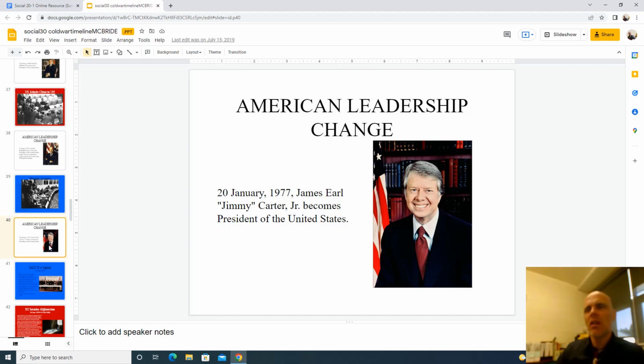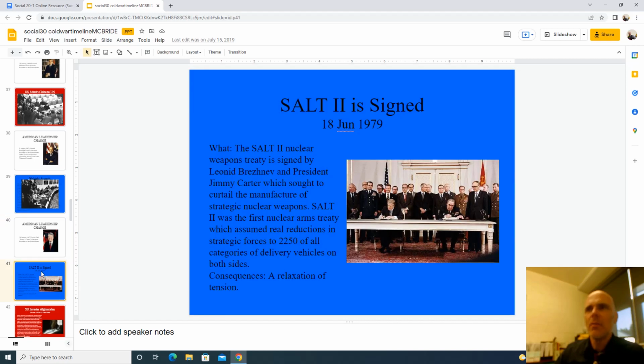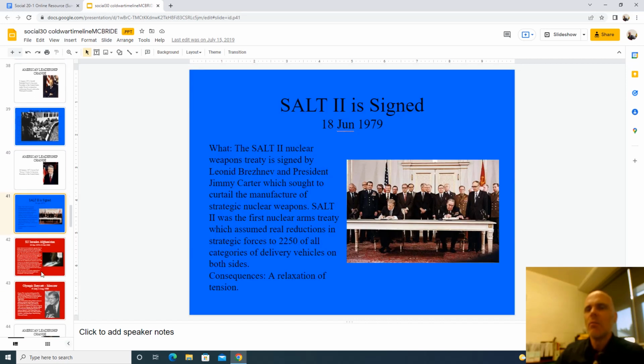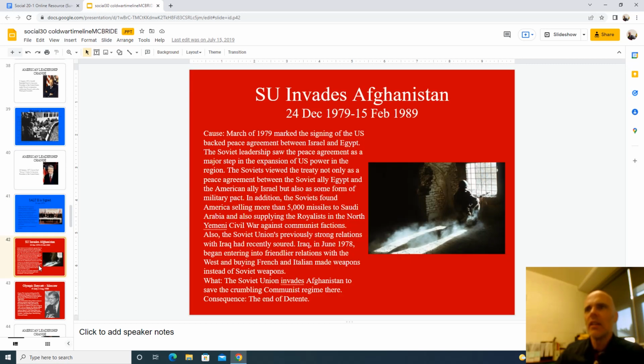Then we have President Jimmy Carter, who takes office in '77. He's going to be in office during the time of SALT II being signed. But more importantly, I would argue, he's in office when détente breaks down. And détente breaks down when the Soviets invade Afghanistan. So this is going to be the announcement of a new era of tension during the Cold War.